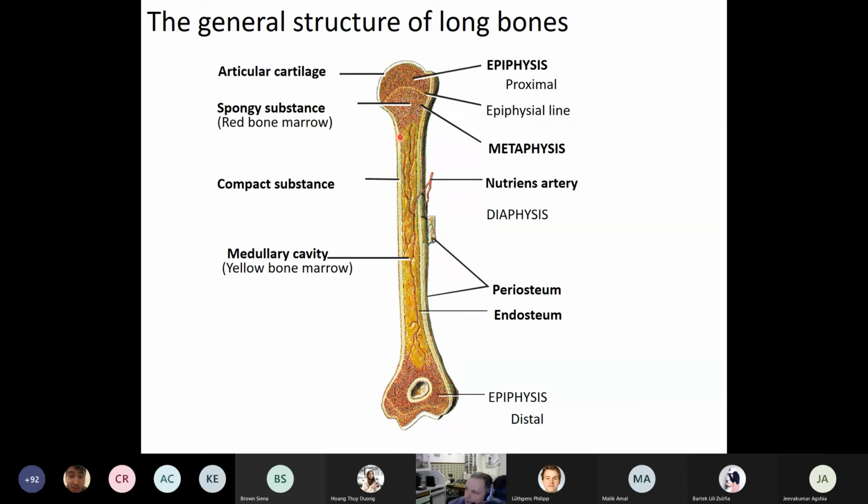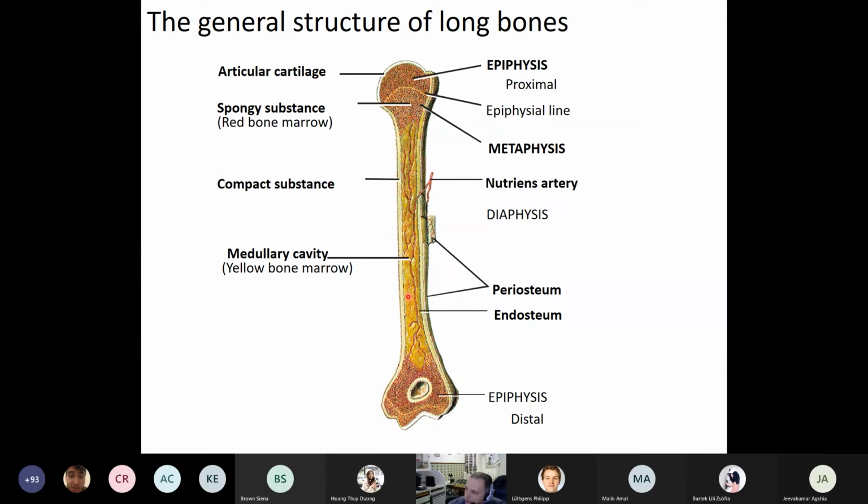And also please note that the bone has different structures at the end and at the mid part. So at the end of the bone, you have a spongy substance inside where you can find red bone marrow tissue in the small cavities. And in the middle part of the bone, you have a compact structure outside, that's compact bone.